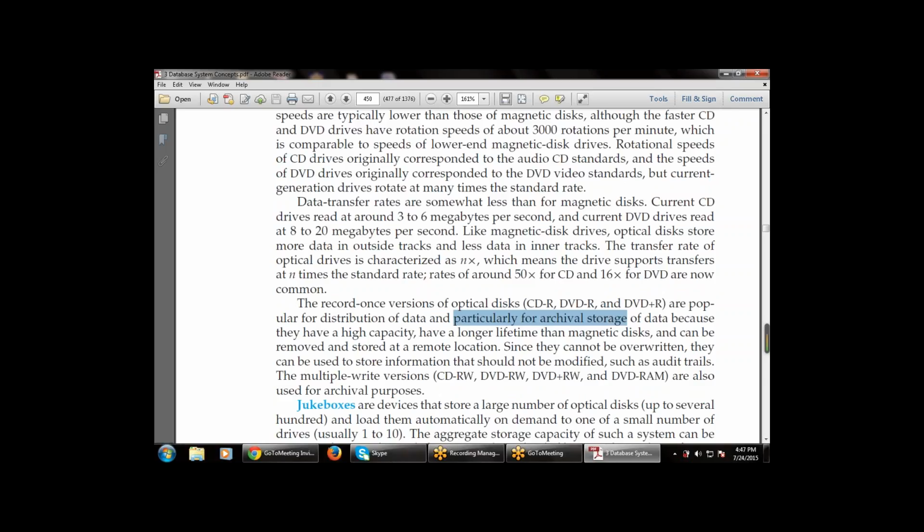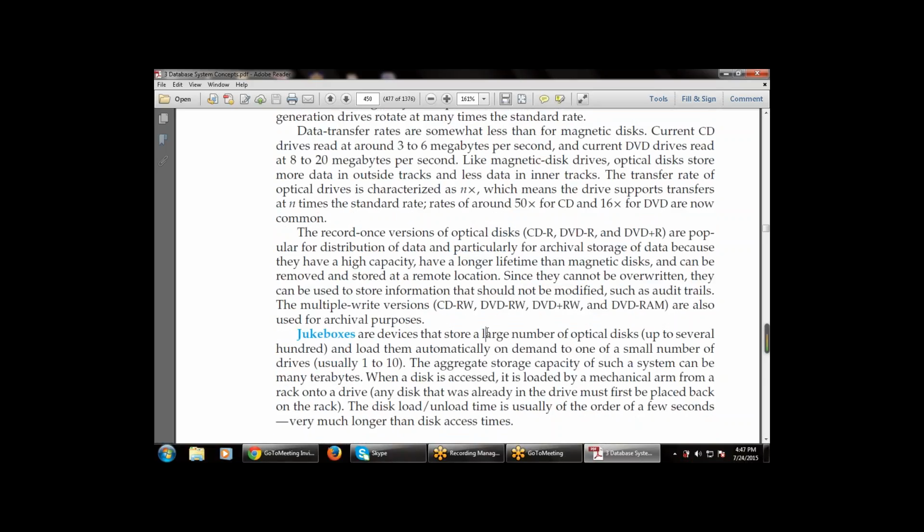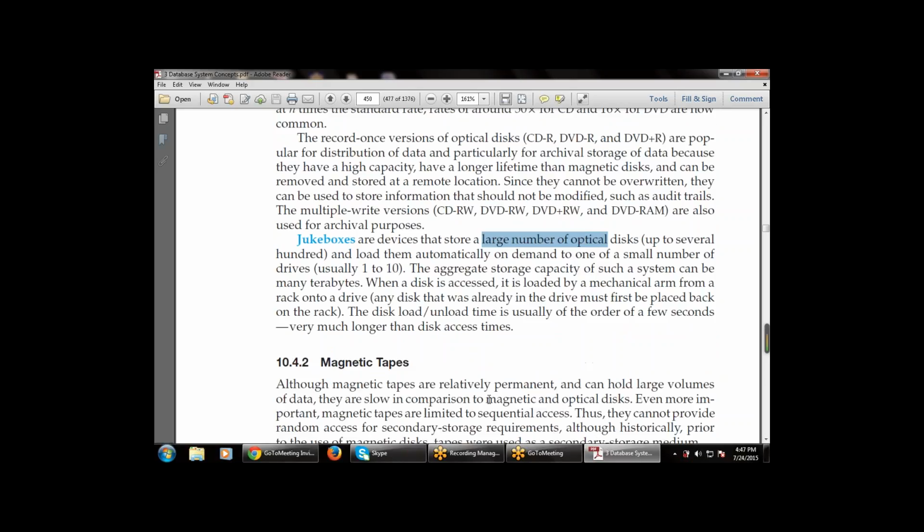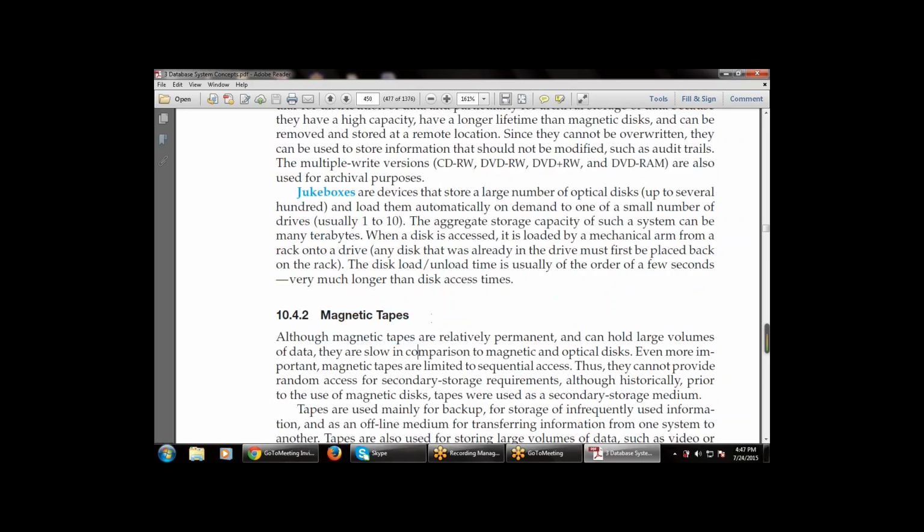These are the various versions available with the optical disk. There is CD-RW, that is read write, then DVD read write, then DVD+RW, and DVD-RAM, which are also used for archival purposes. Jukeboxes are also devices that can store a large number of optical discs. Then there are magnetic tapes, which are also part of the tertiary storage.